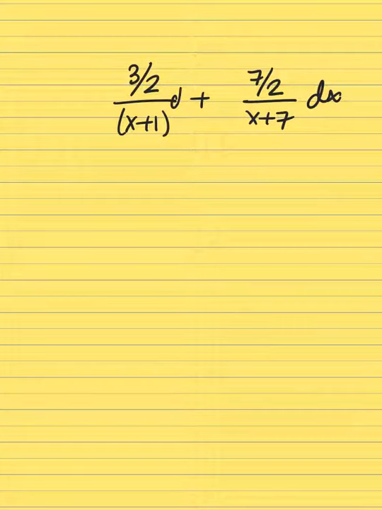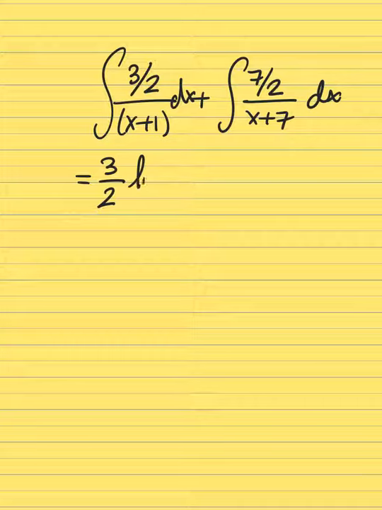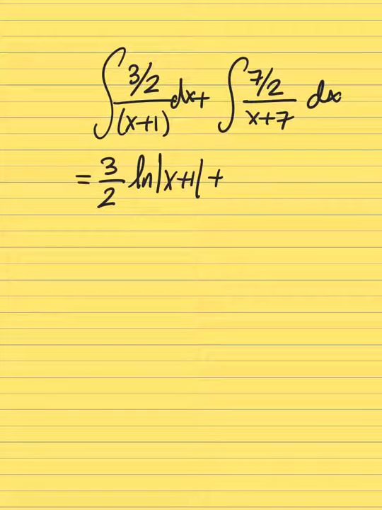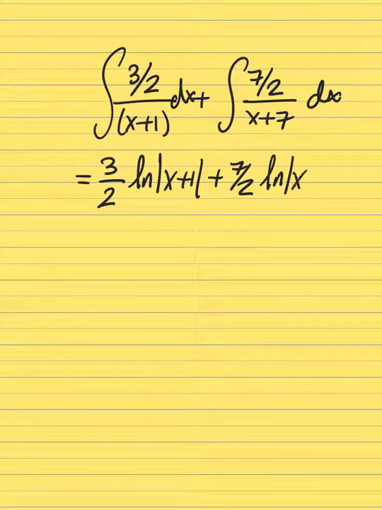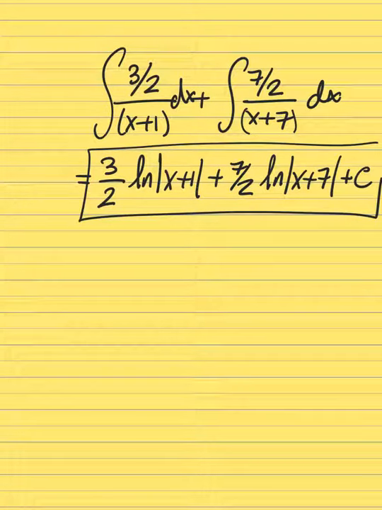I'm going to put a dx, and then now I'm integrating. Again, 3 halves is just 3 halves. So I'm going to put that to the front. And then 1 over x plus 1, that antiderivative is the natural log of x plus 1. Plus 7/2, just bring it to the front. 1 over x plus 7, that antiderivative is the natural log of x plus 7. Remember, it's natural log because the degree of the x is just a 1 down there. And then plus c. And there we go.